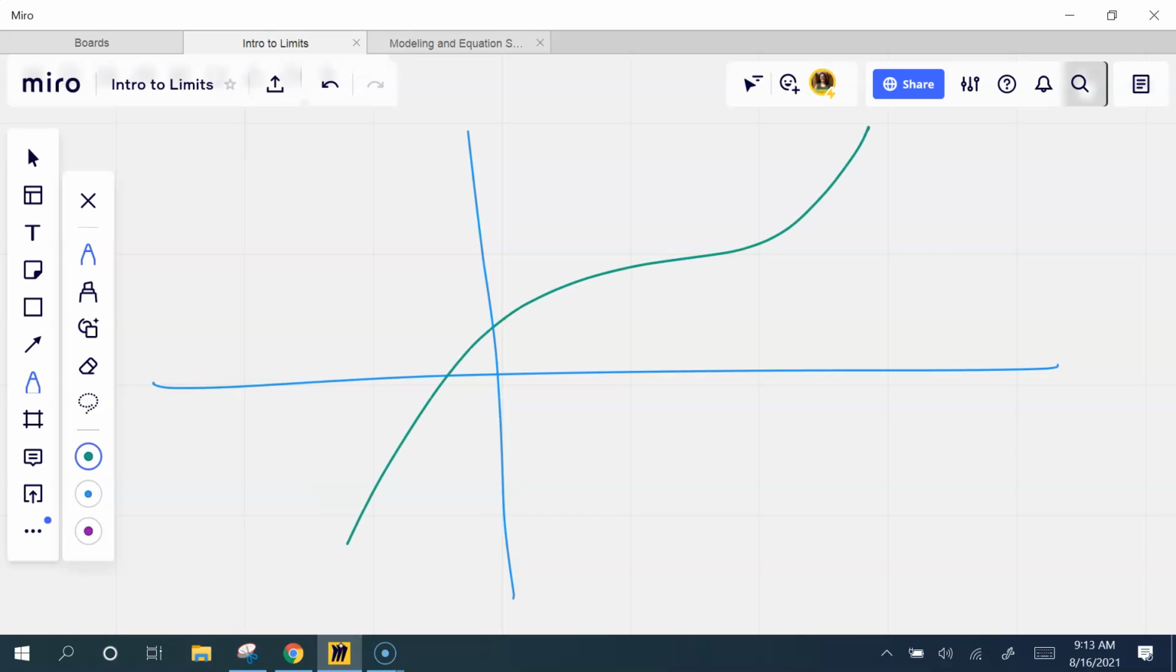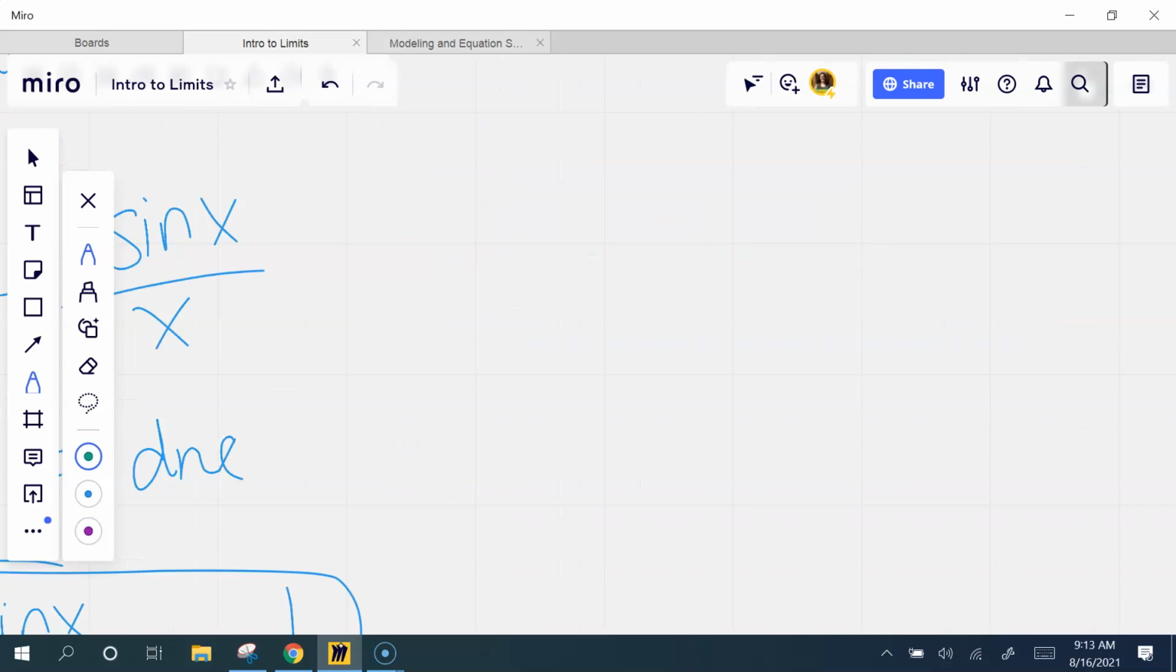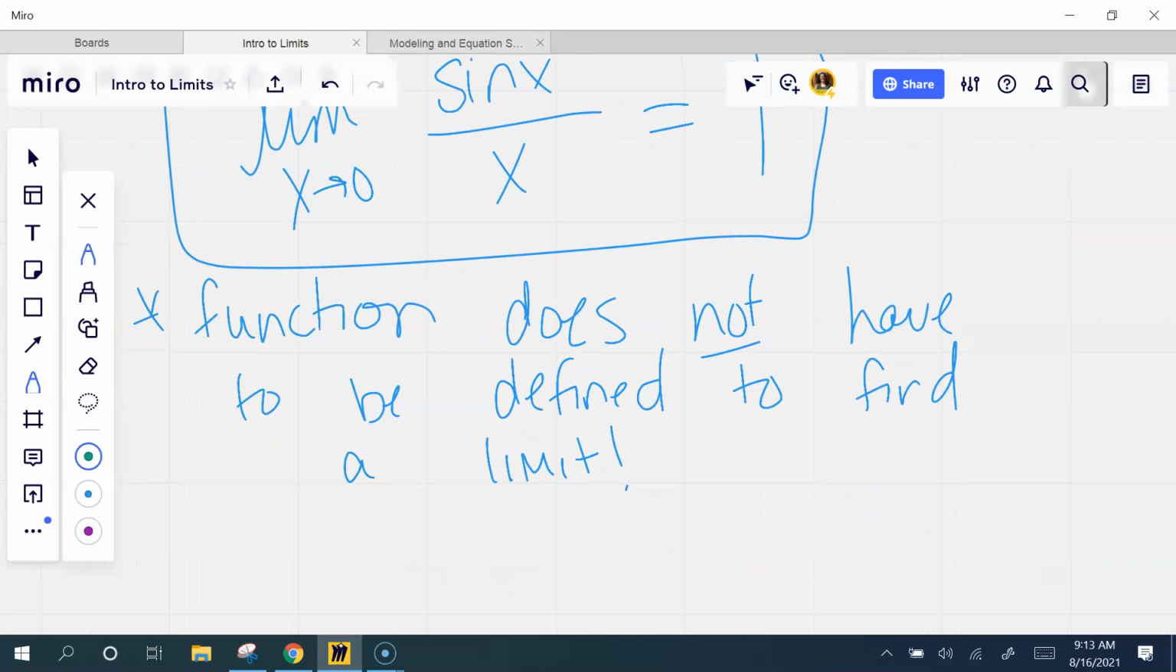Wait, what did you write down? No, I already wrote function does not have to be defined to have a limit. So there's a hole in that. Right. It doesn't have to be continuous. Oh, I remember this. Thank you. Maybe I learned more than I thought. This is where the graphs jump and stuff like that. Yes, yes, yes. Some of them, yes.